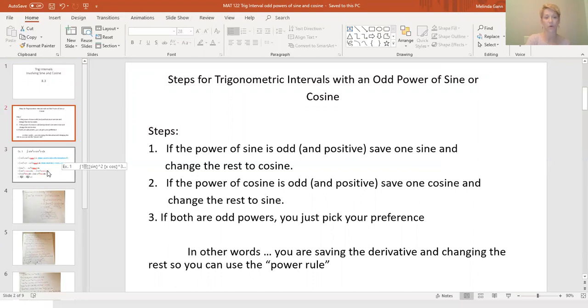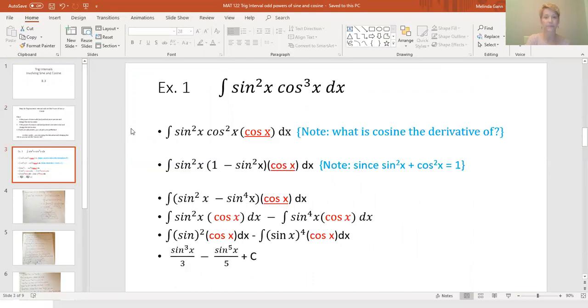So let's go look at one so I can kind of show you what I mean by that. All right, we're integrating sine squared x times cosine cubed x. So notice you have an odd power. Okay, so since cosine's the one with the odd power, we're going to save one of the cosines. So if we save one of the cosines, that's going to leave me two of them. So I didn't touch the sine squared. So remember, cosine squared times cosine is where I got the cosine cubed.